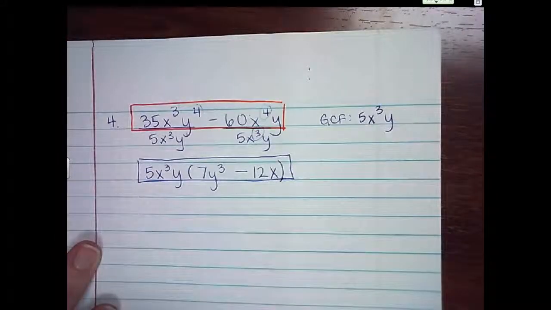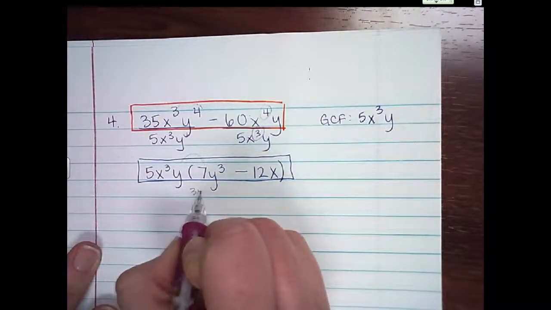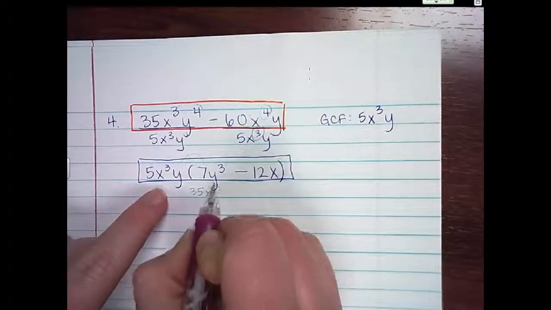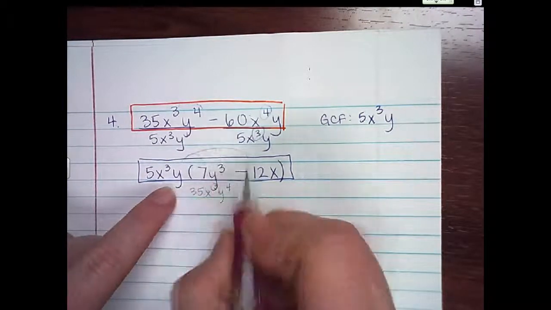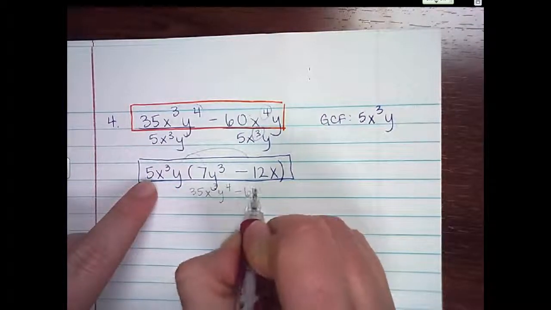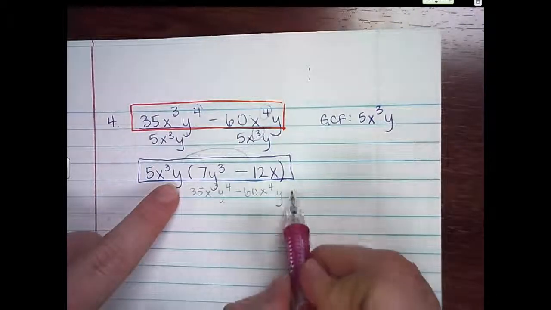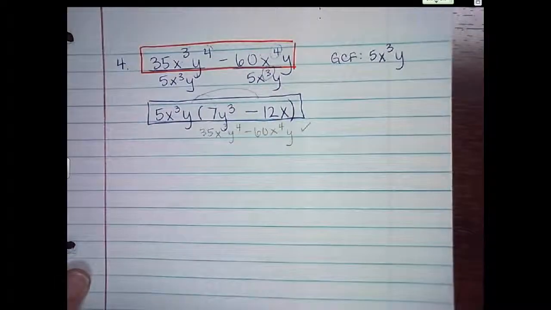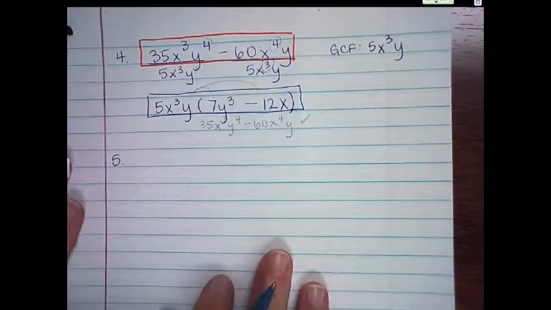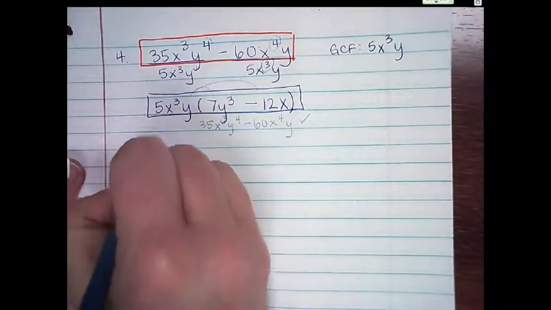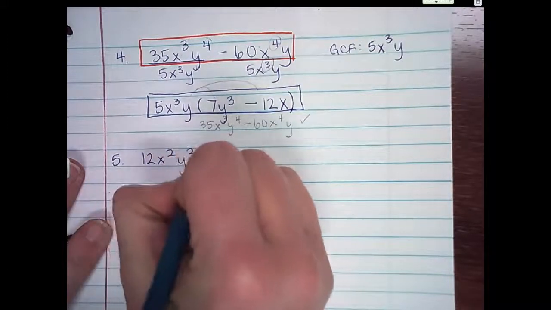So let's check that. When I distribute this, 5 times 7 is 35. I have 3 x's and I have 4 y's. And then when I distribute it over here, negative 60, I have 4 x's and 1 y. So that worked. Okay, number 5. This one's a little bit crazy, so make sure you write it out carefully. I'm going to write it out slow.